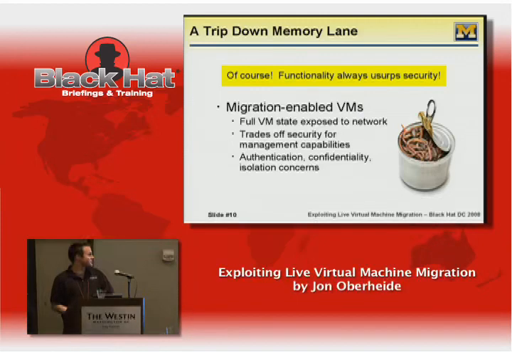So with our migration-enabled VMs, now our entire VM state is exposed to the network. Any attackers that are listening on the network or have other capabilities now are able to observe the entire state of our VM, which includes the physical working memory. And this is a whole new can of worms that we've opened, and we have to deal with these isolation, confidentiality, and authentication concerns with transferring things over the network.